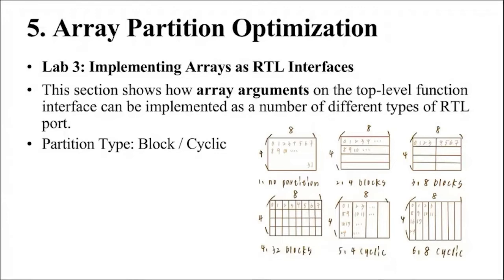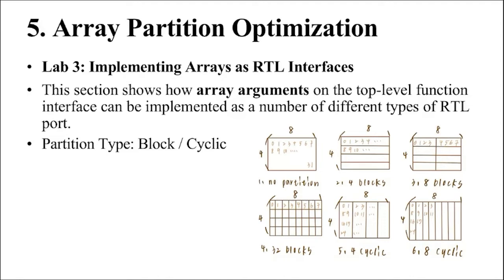In lab 3, we used an array as our argument in this function. There are two partition types when we partition the array: block and cyclic. If we partition the array in 8 blocks, then index 0 to index 3 will be in the first block, and index 4 to index 7 will be in the second block.